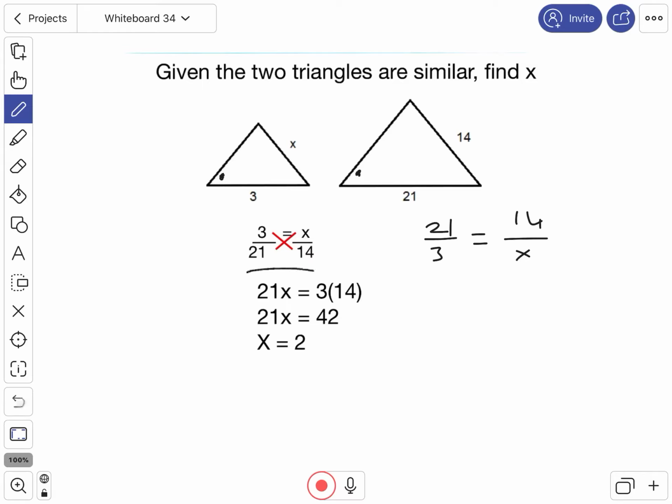So I've cross multiplied here with the red lines. I'm getting 3 by 14 gives me 42, and then 21 by x is 21x. So I divide across by 21 to get my x on its own, and I get x equals 2. So that's just a very basic question that you can be asked.